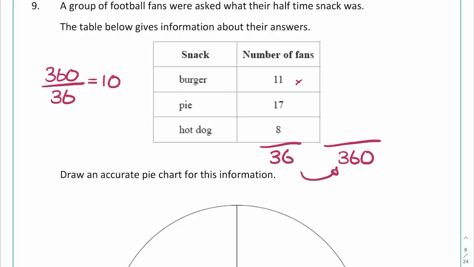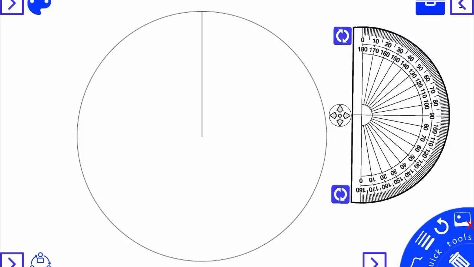So in order to get all the angles, we need to multiply all of these by 10. So 11 times 10 is 110, 17 times 10 is 170, and 8 times 10 is 80. And they're the angles we're going to use on our pie chart. Once we do that as well, we are just going to label those angles with the appropriate snack. So let's go ahead and actually draw that. Okay, so on to plotting them onto the pie chart.